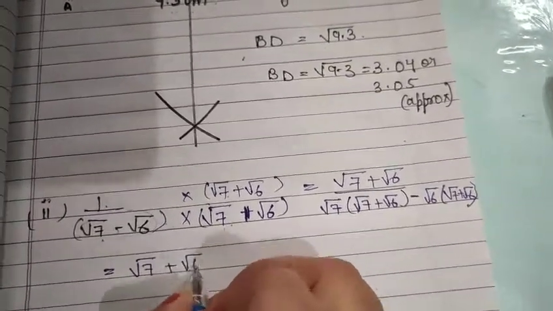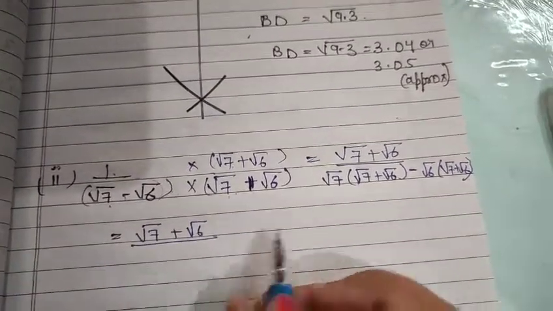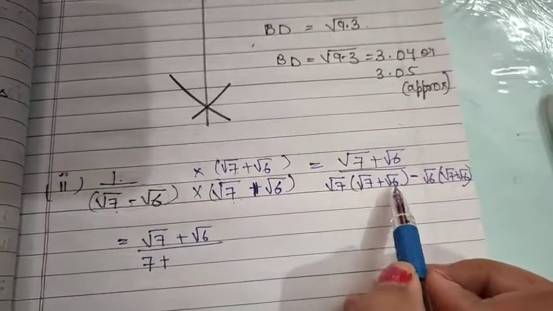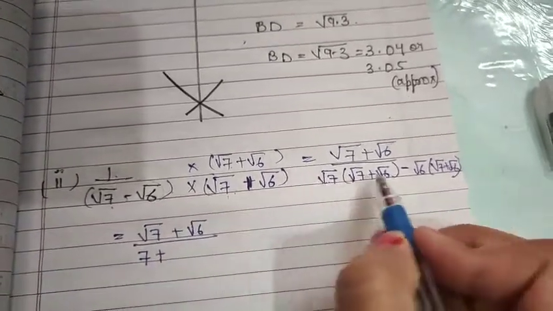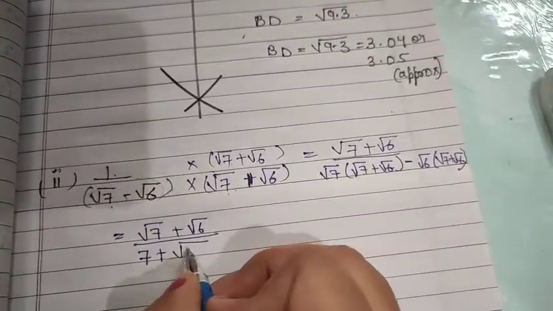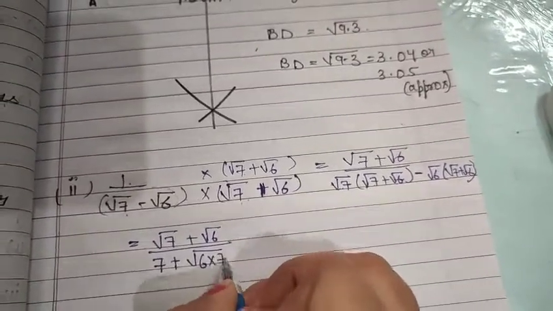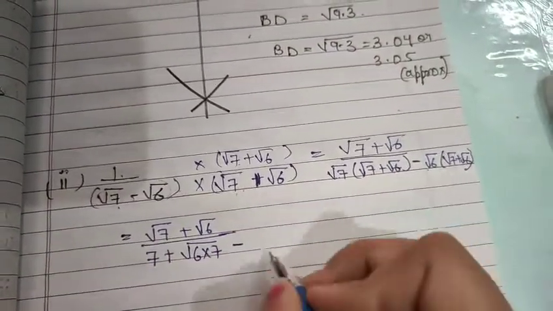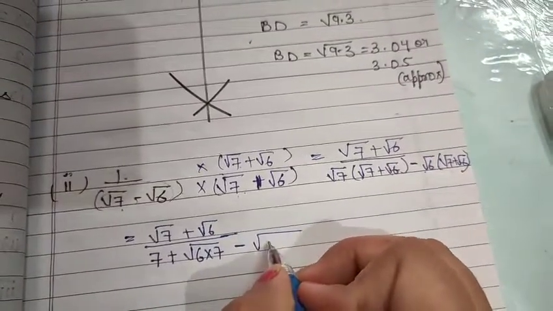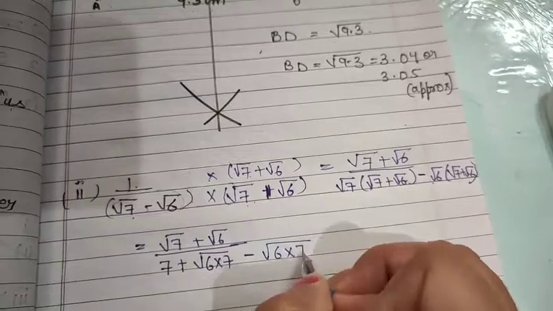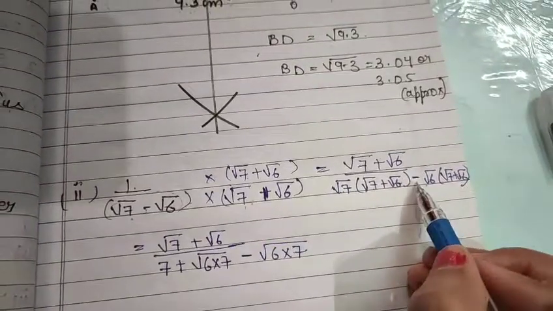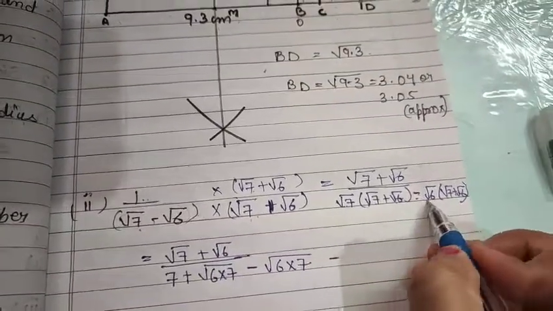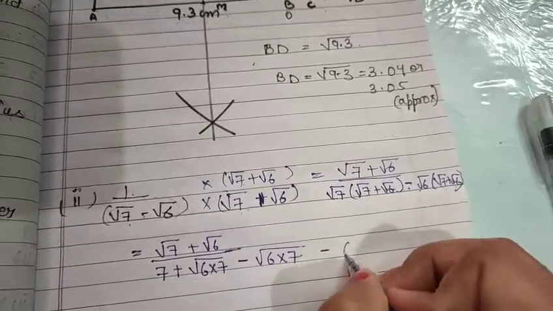Okay, so now the numerator will be the same. You have to solve the denominator properly. Root 7 multiplied by root 7 will be 7. Now, root 7 times root 6 will come in the same square root, 6 into 7, minus, look here, root 6 when multiplied with root 7, it will again come in the same bracket, root 6 times 7. Now look here, minus times plus will be minus, and root 6 multiplied with root 6 will become 6.